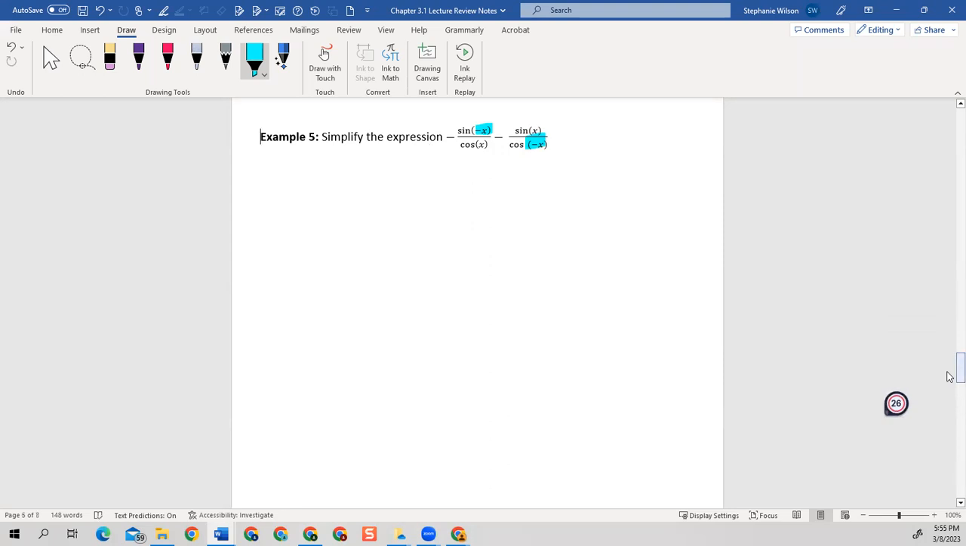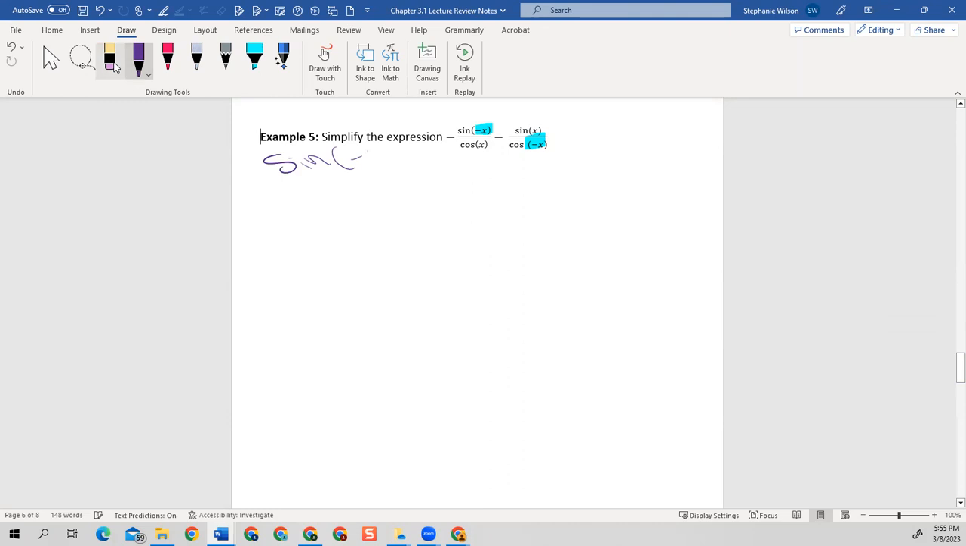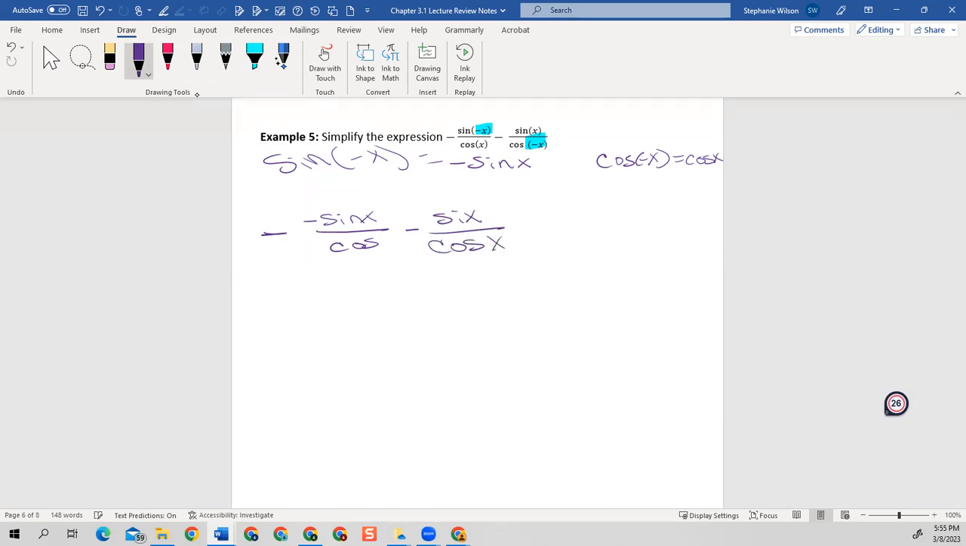So what we can do is recognize that sine of negative X, we know it is odd, therefore it's going to give us negative sine of X. Cosine, on the other hand, is even. So that's just going to give me back my cosine of X. Okay. So now what we need to do is just go ahead and simplify this a little bit more. I got minus, and right here, this is a negative sine of X over that cosine, minus that sine of X over cosine of X.